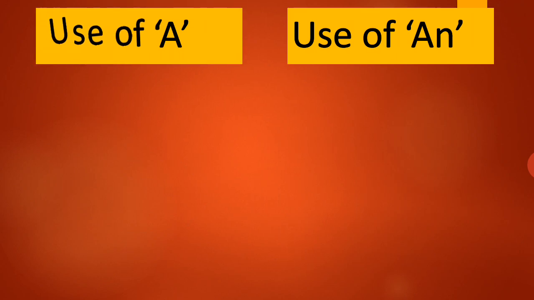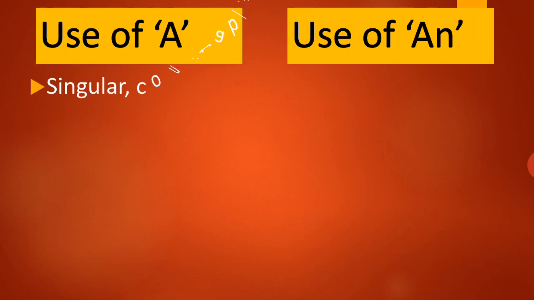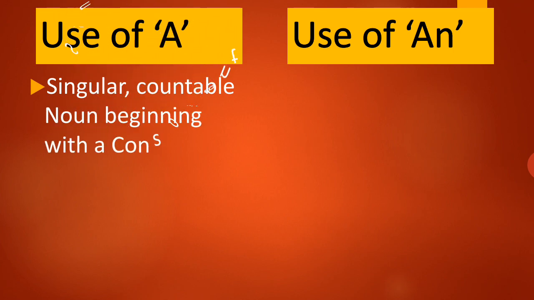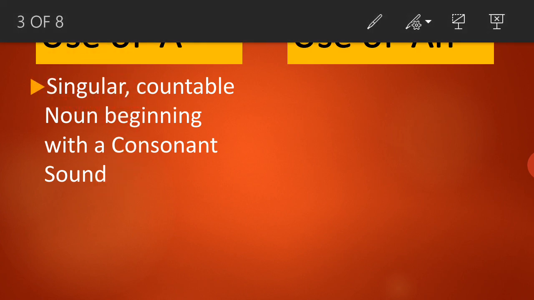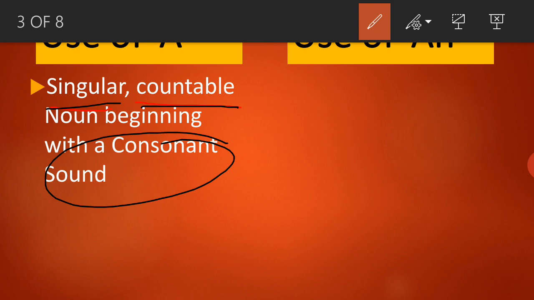Use of a, the very first one. Both a and an are indefinite articles. It is one of the parts of determiners, indefinite articles. So, a is used with a singular countable noun beginning with a consonant sound. It should be singular, then countable noun, that begins with a consonant sound.